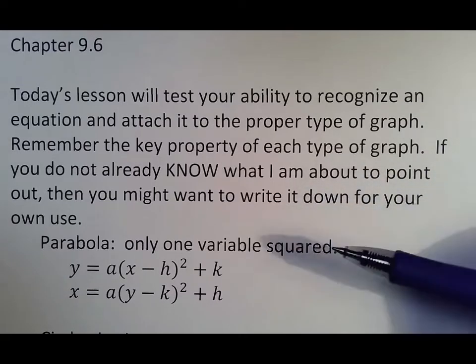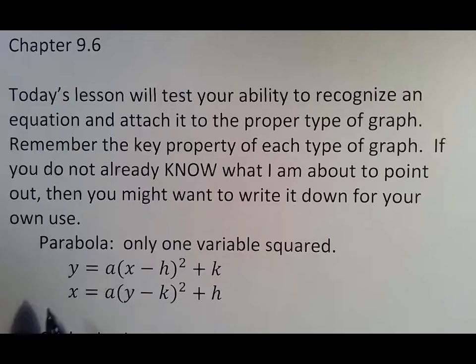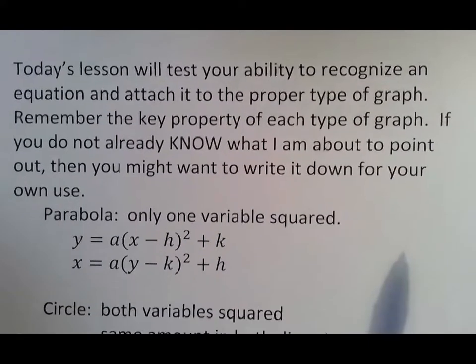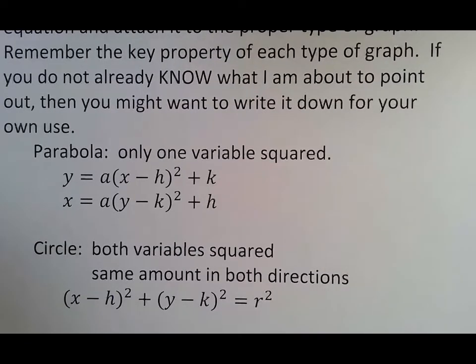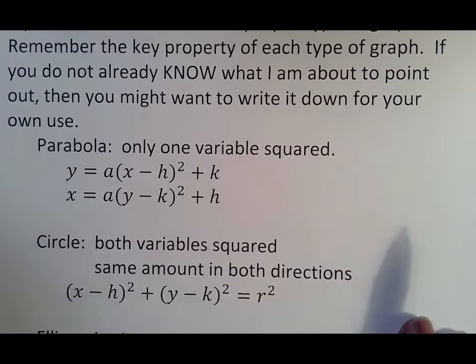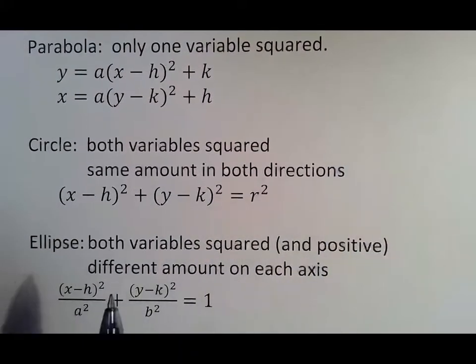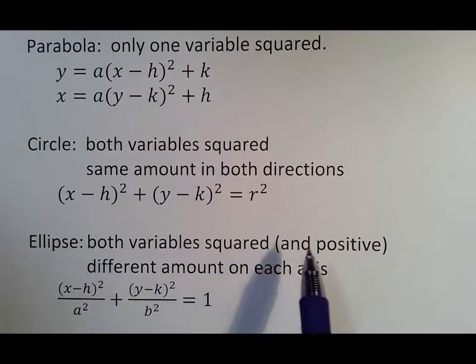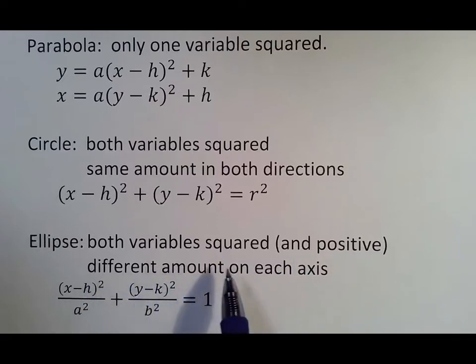In this case, the parabola only has one variable squared, because it's either going to be y equals a times x minus h squared plus k, or x equals a times y minus k squared plus h. Your circle has both variables squared. Again, your x is squared, your y is squared, and it's equal to that part. It's because that radius is there, it's going to be the same amount in both directions, vertically and horizontally. Your ellipse again has both variables squared and positive, which is key, but it's a different amount on both, so therefore you have to set it equal to 1.